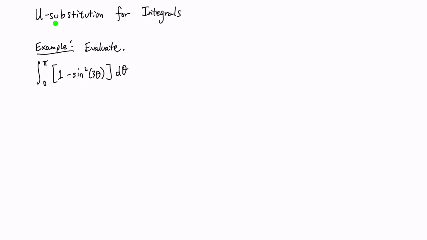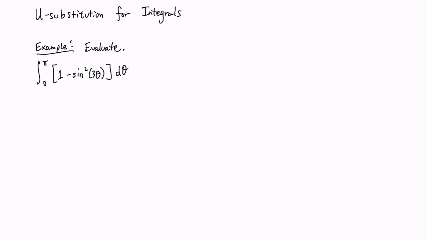Let's once again evaluate an integral using the technique of u substitution. So here's a definite integral from 0 to pi. The function is 1 minus sine squared of 3 theta, and then there's a differential here, d theta. So first of all, make sure you have great knowledge of your trig identities.